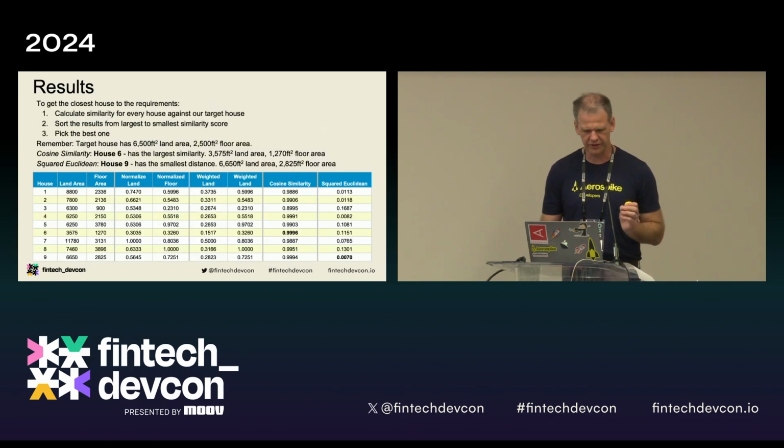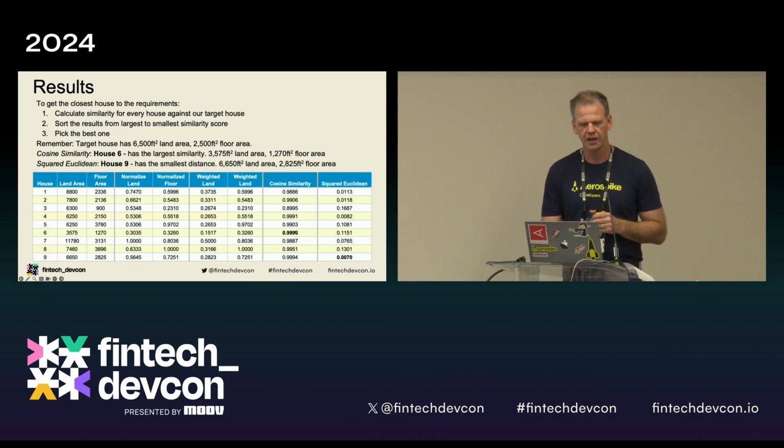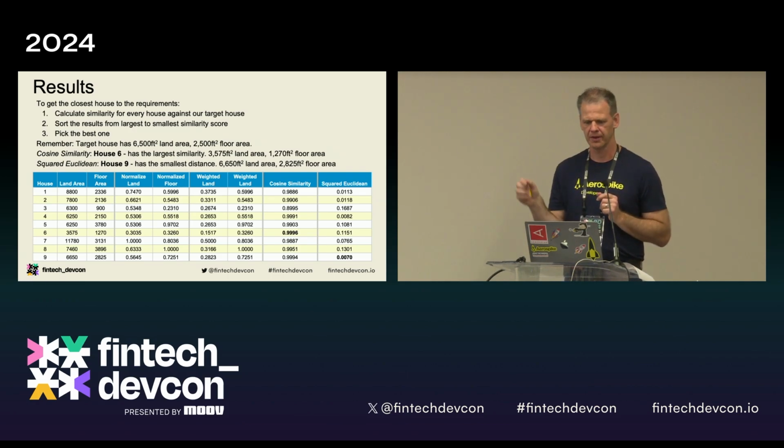All right, so let me look at this. I've got my 9 houses. I'm going to apply this algorithm onto each of these houses. This is my cosine similarity for my target vector, and this is my squared Euclidean for my target vector. Cosine similarity gives you a number from -1 to 1. 1 is closest, so that's the best value. So in this case, I want the biggest value. My biggest value is house 6 at 0.9996.